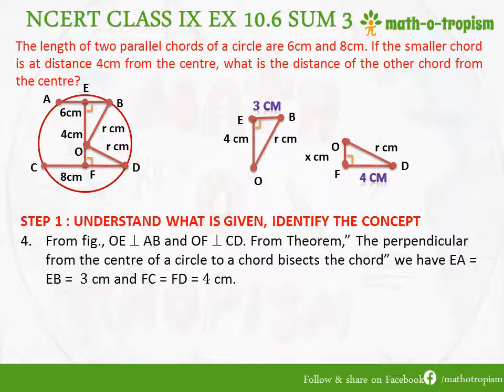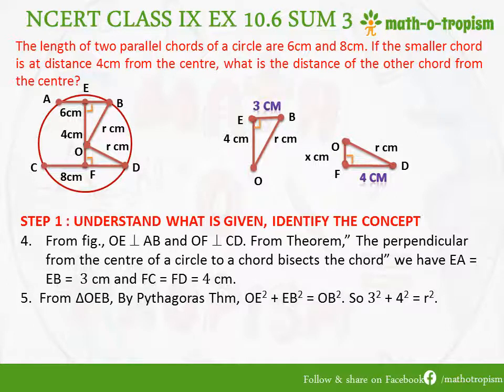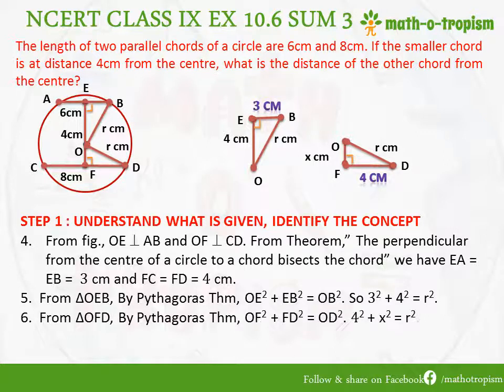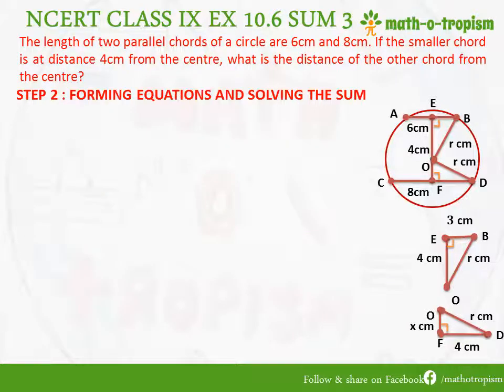I have drawn both the triangles separately. Now if we take the triangle OEB, OB square is equal to OE square plus EB square from the Pythagoras theorem. Substituting the values, 3 square plus 4 square is R square. Similarly, from the triangle OFD, x square plus 4 square is equal to R square. So both are R square, and from equations 3 and 4 we can equate the left-hand sides. As a result, I can get x. This is how we are going to proceed.